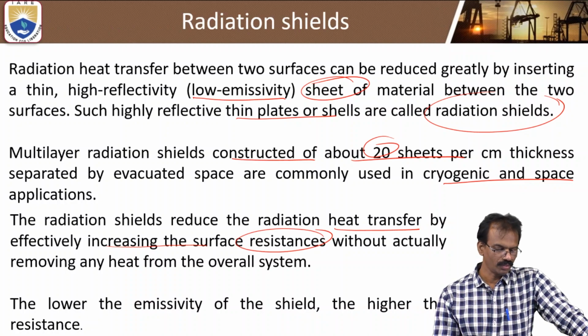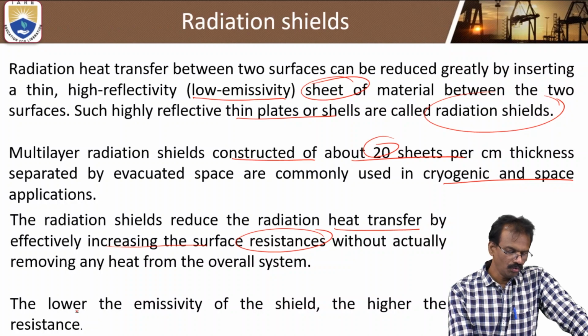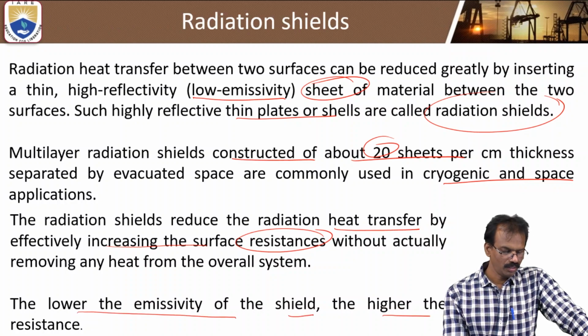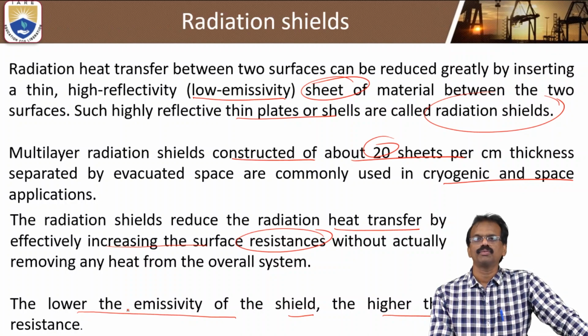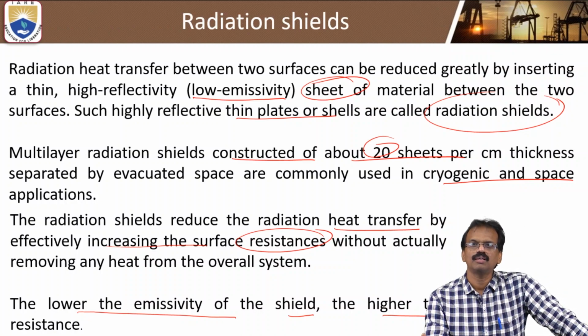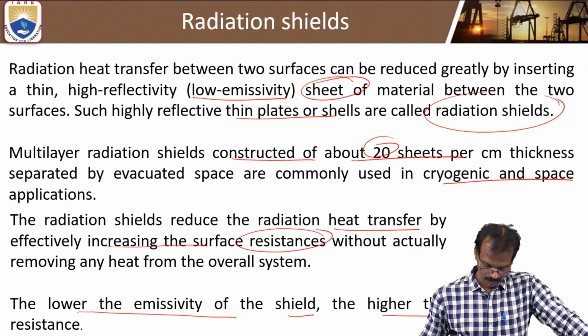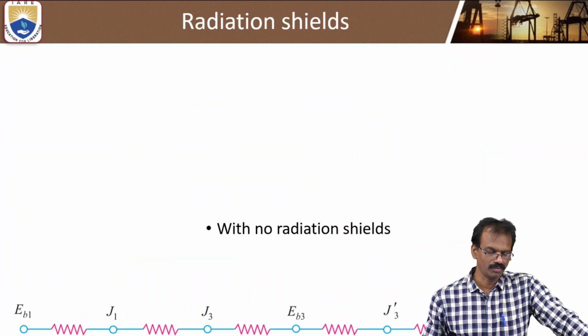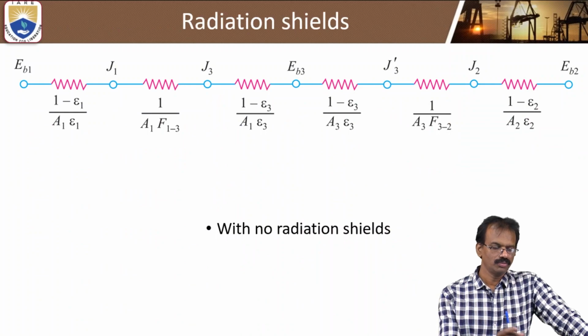reduced. Lower the emissivity of the shield, higher the resistance. If you consider a lower emissivity shield, automatically resistance will be increased, and automatically the rate of heat transfer between the two surfaces will be decreased. So this is the importance of the radiation shield and its application also.